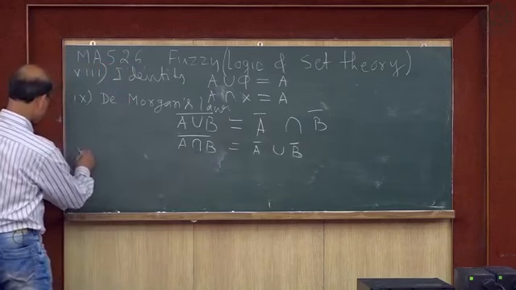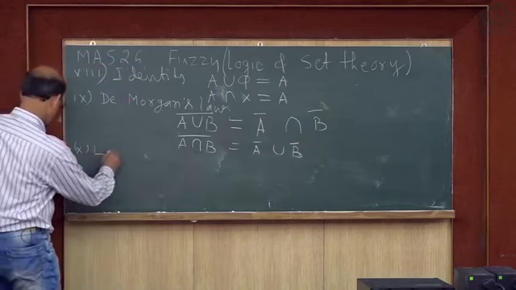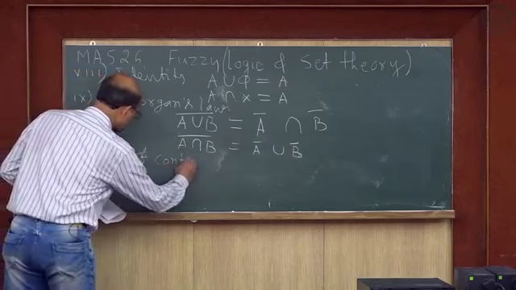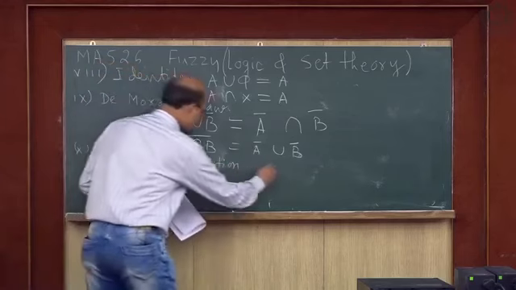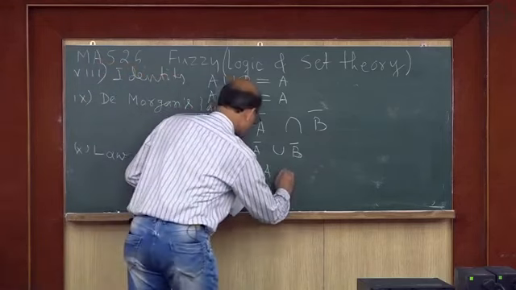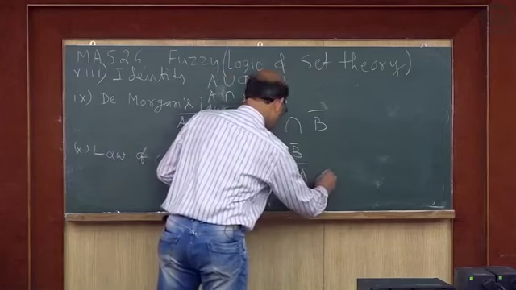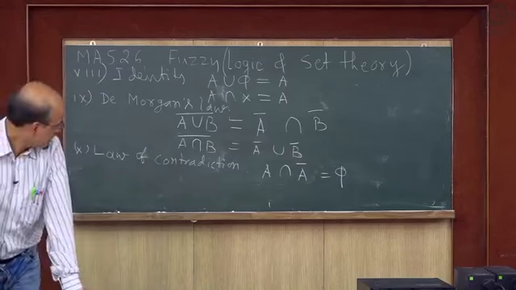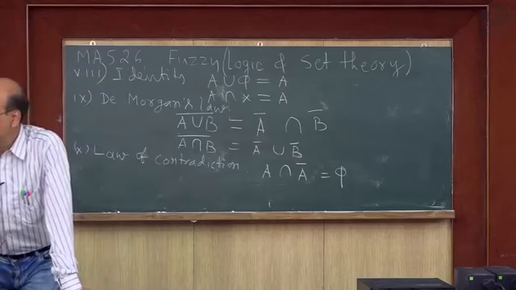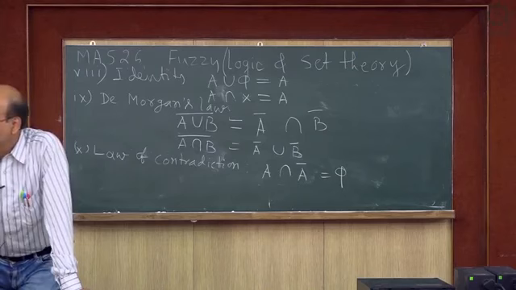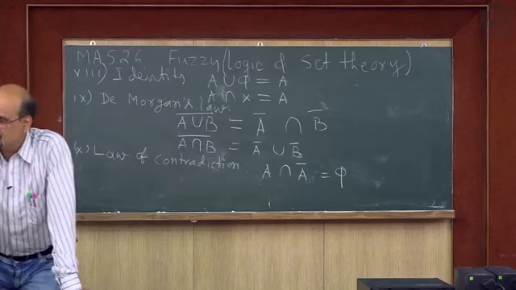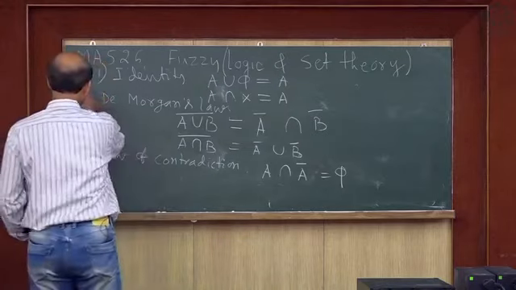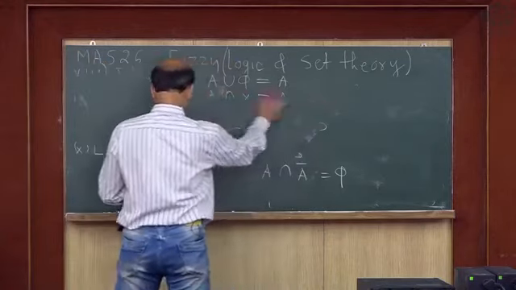Now, we have the law of contradiction. Law of contradiction, that is A intersection A complement is your phi. A intersection A complement is equal to phi, the null set. Again you will see this is different in fuzzy set theory. Okay? And the last one is your law of excluded middle.